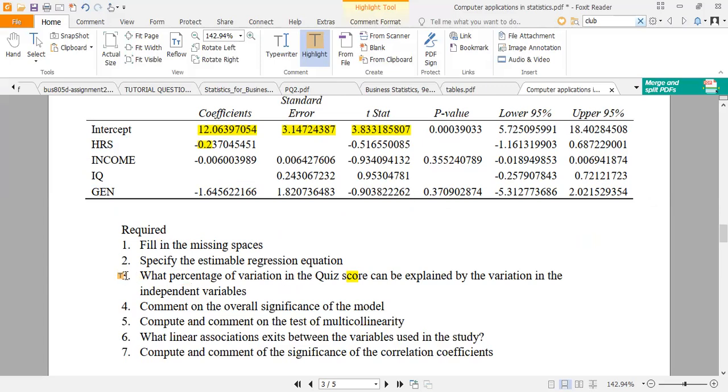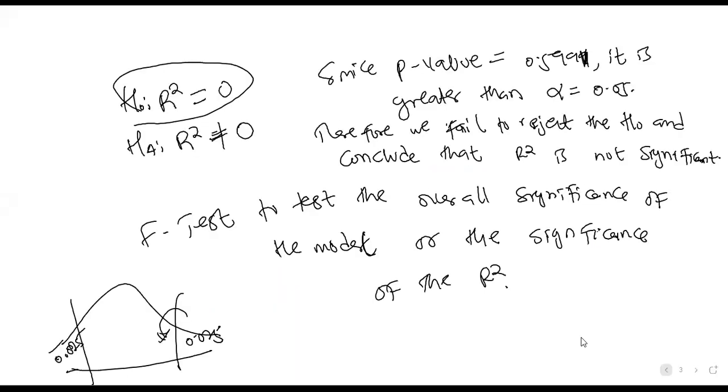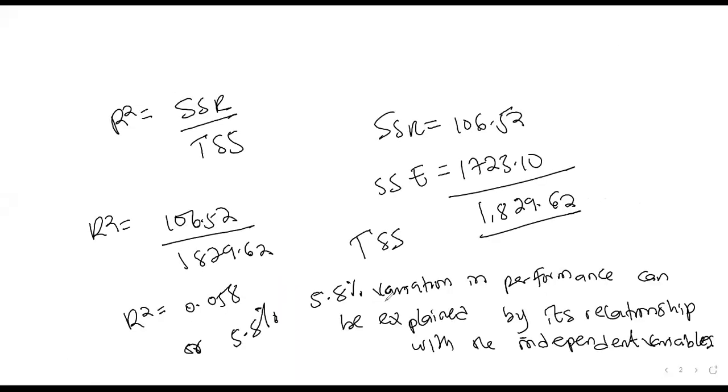3, what percentage variation in Q-score can be explained by the variation in the independent variables? So question 3 was asking about R-square, and we have done that already. Just refer to your notes. The R-square was 5.8. So it means that 5.8% variation in the Q-score can be explained by its relationship with the independent variables. So question 3 was just asking about interpreting the R-square, which we have already done.